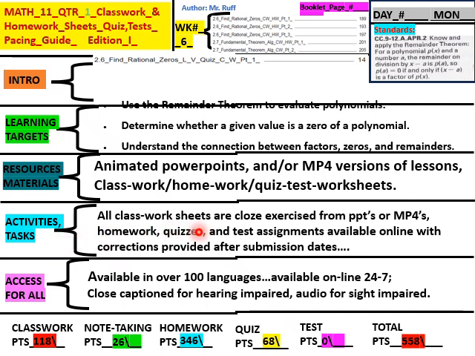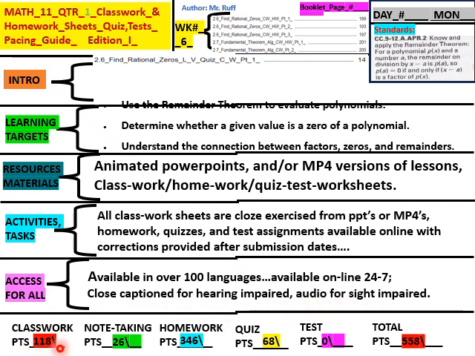All classwork sheets are closed exercises from PowerPoints or MP4s. Homework, quizzes, and test assignments are available online with corrections provided after submission dates. Access for all, available in over 100 languages. Available online 24/7, closed caption for hearing impaired, audio for sight impaired.